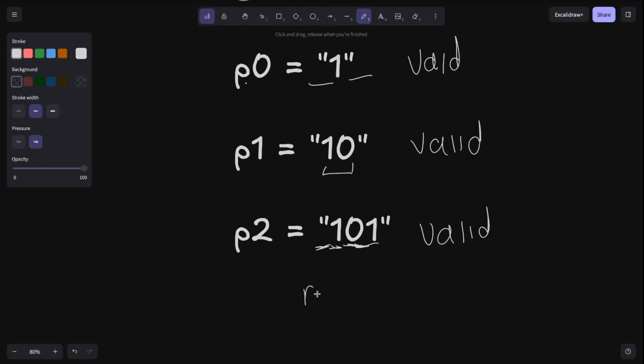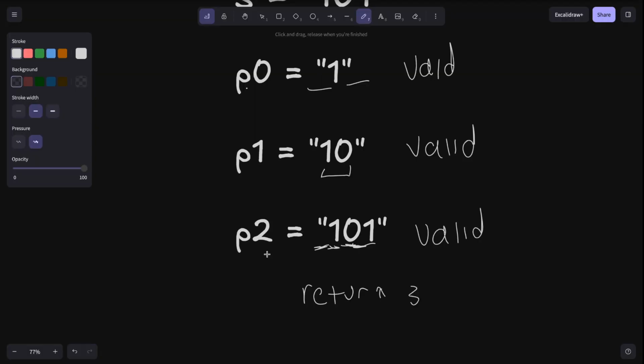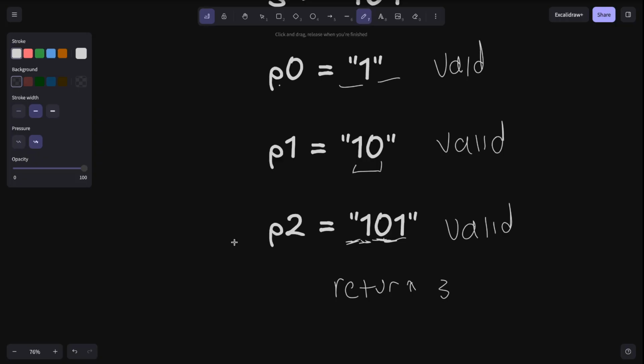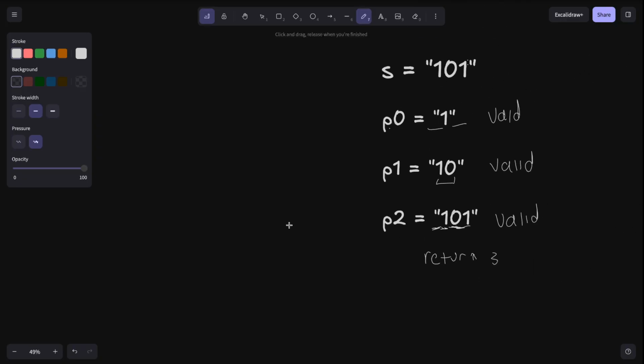Therefore, what we'd return is 3. One observation you can make is that we don't necessarily need to keep track of the position. But what we could do is track the number of occurrences of how many zeros and how many ones there are. And that could give us some interesting information.